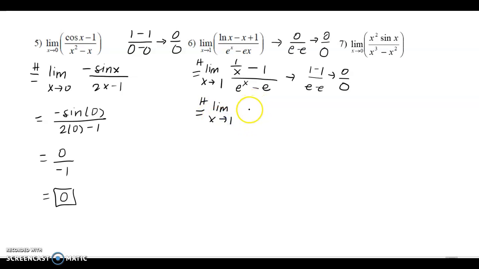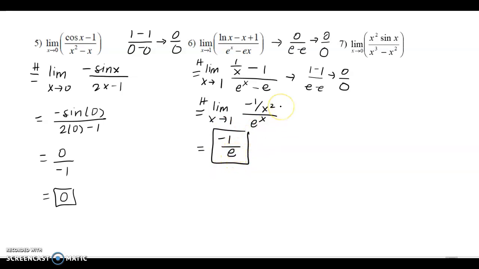So the derivative of the numerator is negative 1 over x squared. Derivative of the denominator is just e to the x. That e is a constant, so the derivative is 0. And now I can evaluate at 1. My numerator is negative 1. My denominator is e to the first, or just e, and that will be my answer.